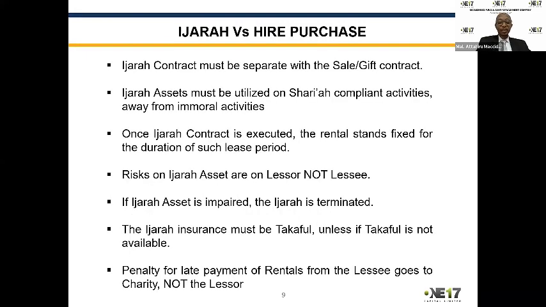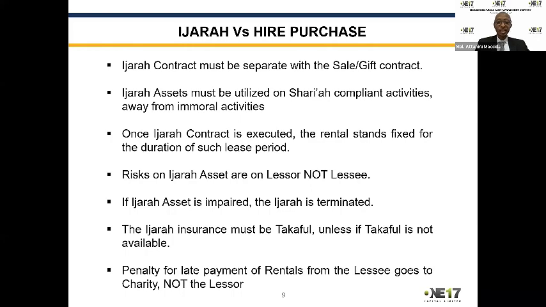What is the difference, if we've been saying about Ijara, it of course looks like hire purchase. What is the difference between Ijara and hire purchase? We should understand that Ijara contract must be separate from the sales or gift contract. Meaning if you're going to do Ijara, like I mentioned, it has to continue being Ijara alone until the end of the transaction. Then you come up with another contract, either a contract of sale or a deed of gift, which is going to transfer the legal ownership to the lessee. However, in hire purchase or in other leases that we have, it is actually an automatic transfer to the lessee.